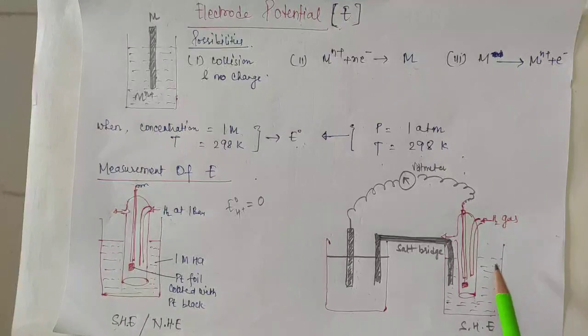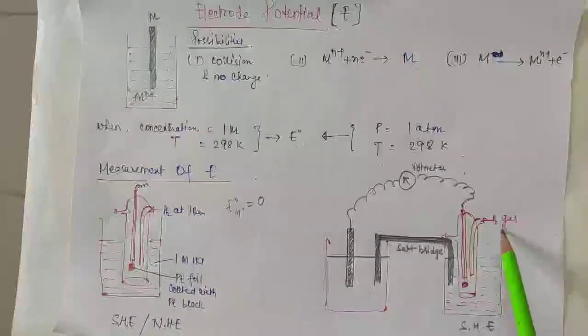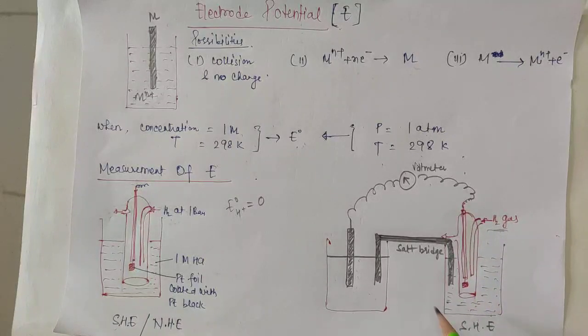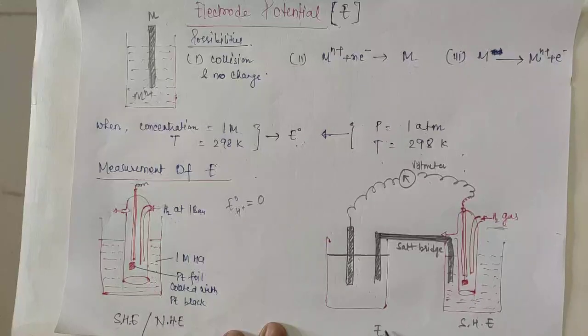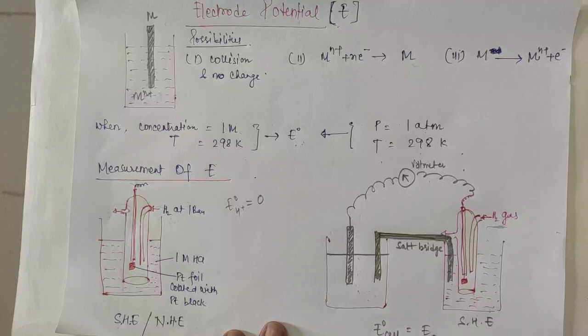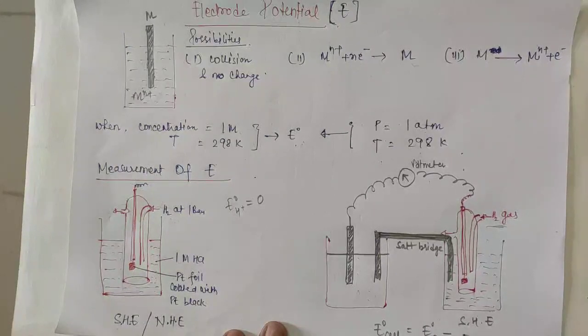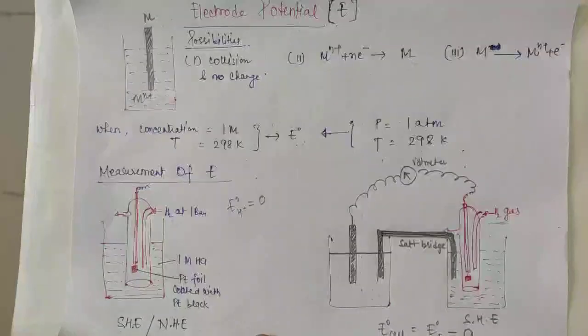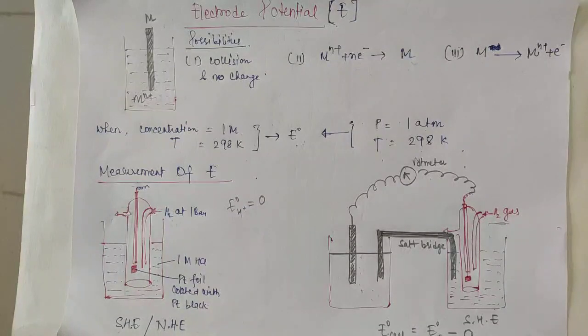Since the electrode potential of the hydrogen electrode is taken as 0, by calculating the E naught cell, we can get the electrode potential of this electrode, because the E naught of the hydrogen electrode is taken as 0. Now it is important to note that all electrode potentials are expressed as reduction potentials. So if we want to get the reduction potential, we just have to put a negative sign before the oxidation potential.